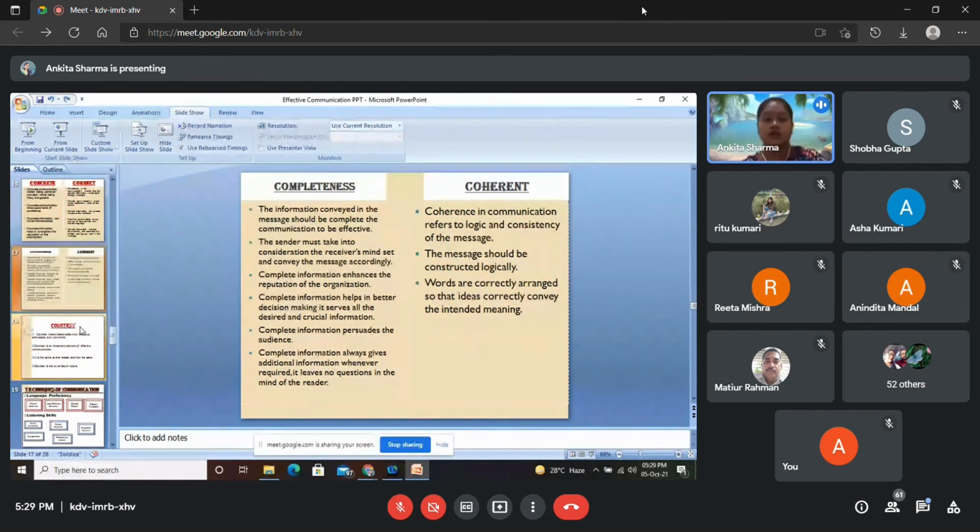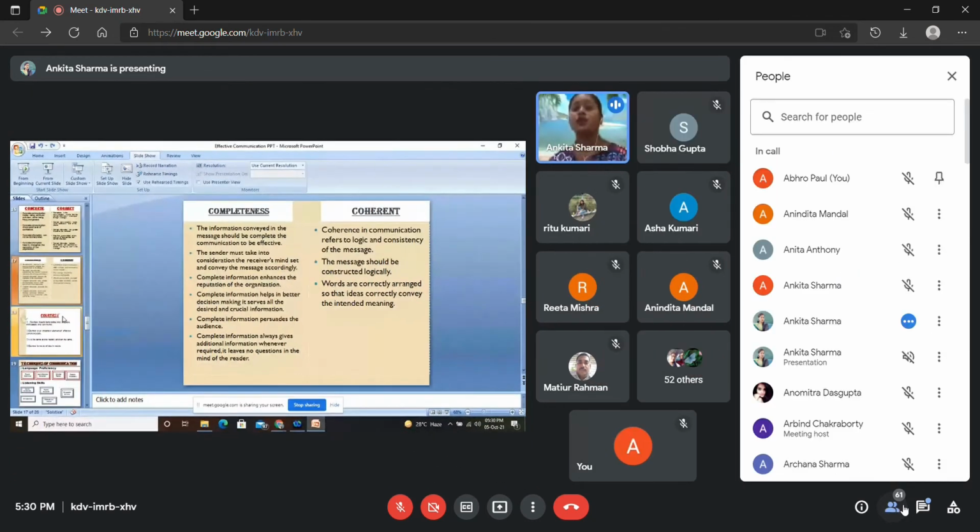Completeness is what? The information that you are conveying can only be effective if your message is complete. If you're not giving complete information, the whole information that you are sending will be ineffective, and the receiver would require more information. So to ensure that you're giving complete information, also try to give additional information whenever it is required.